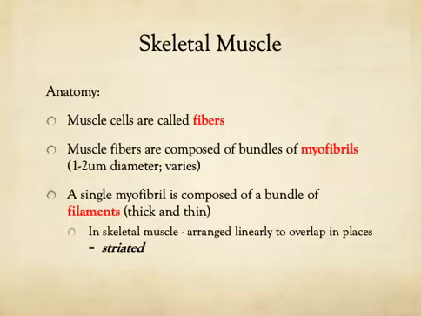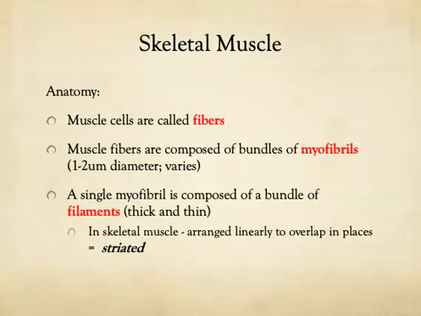Now, when you take a single muscle fiber and you look inside of it, most of the cytoplasm is full of these structures referred to as myofibrils. Myofibrils are very abundant inside of each muscle fiber, and they take up most of the room inside that muscle cell. If you take one of these myofibrils out and examine it, it's actually composed of bundles of filaments that are both thick and thin.